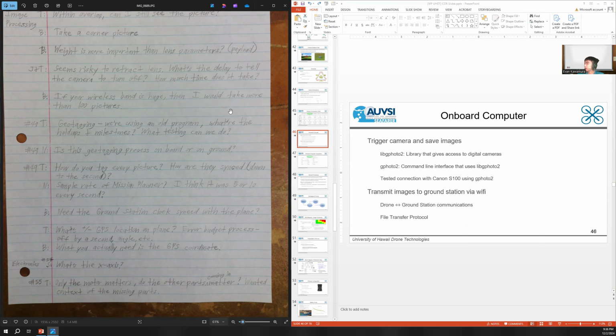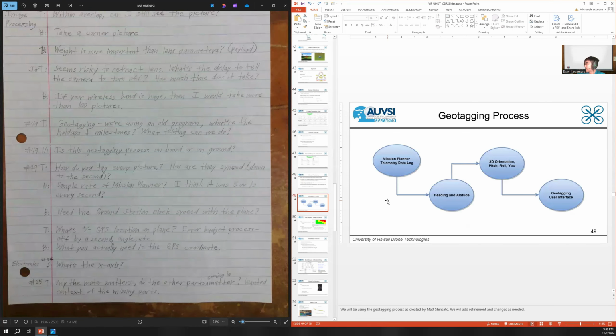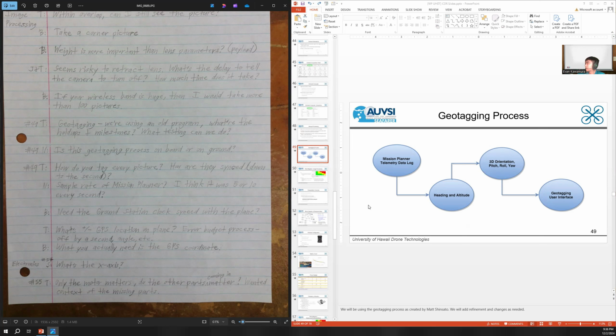We'd have to ask our guys who would do the data file transfer stuff from the drone down to the ground station. Okay, then we get to geotagging on slide 49. If we're using an old program, what are the holdups and milestones? What testing can we do? I think when we got to this slide, we said that we're sort of behind schedule on this geotagging test. And I don't think we finalized the geotagging process until May, and at the time, this presentation is December. So about 5 months later, we finalized the geotagging process.